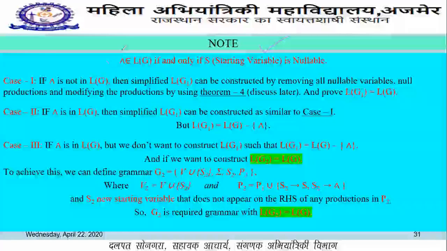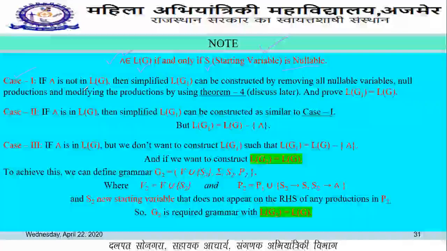So far we have learned that if null is in a grammar or a language L, then this null is associated with the starting variable. So S is a nullable variable in this case. Simply, we want to say your starting variable is nullable also. So there are a total of 3 cases.